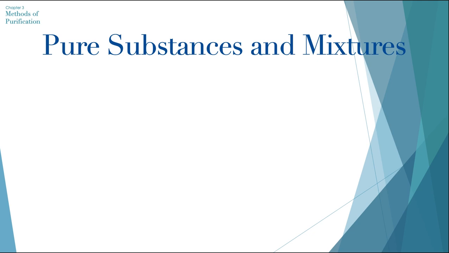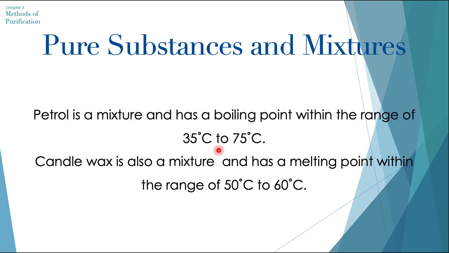For example, petrol is a mixture and has a boiling point within the range of 35 degrees centigrade to 75 degrees centigrade. This is how we tell the temperature of mixtures. We tell a range, not an exact boiling point. Like we know that ice melts at exactly 0 degrees centigrade. But with mixtures, we don't say that. We don't give an exact temperature. We tell a range of temperatures within which it will be likely to boil or melt.